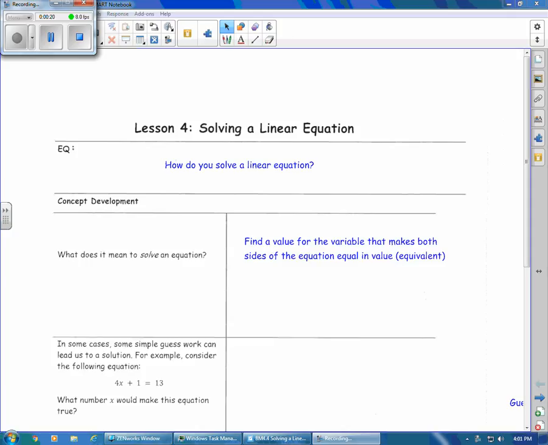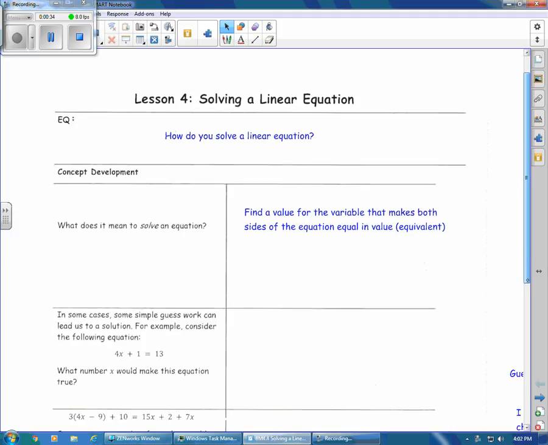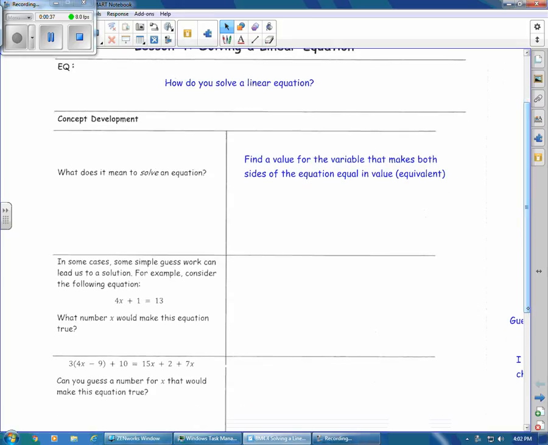Hopefully you remember from yesterday's lesson, when we're solving a linear equation, we are finding a value for the variable that makes both sides of the equation equal in value. The left side of the equation would be equal to the right side of the equation. We're going to go through several examples, and this should become really clear by the end of today's lesson.